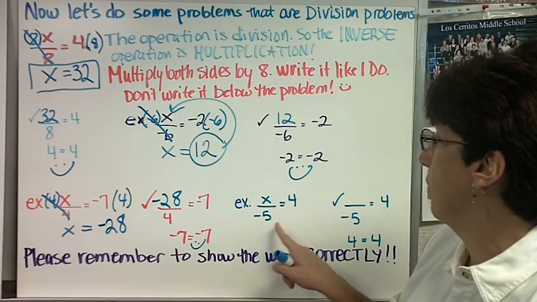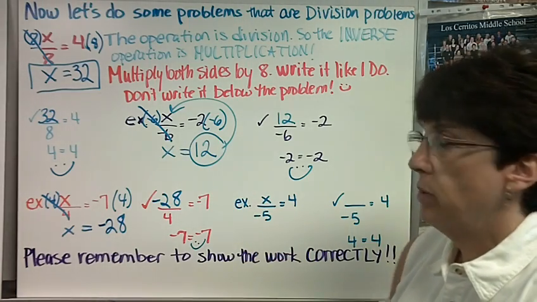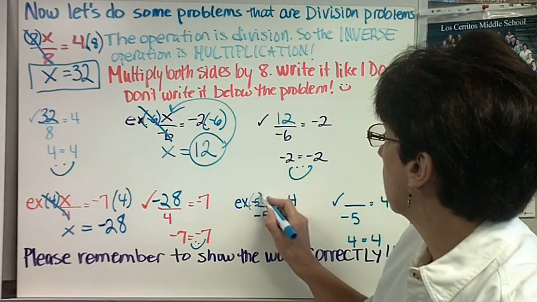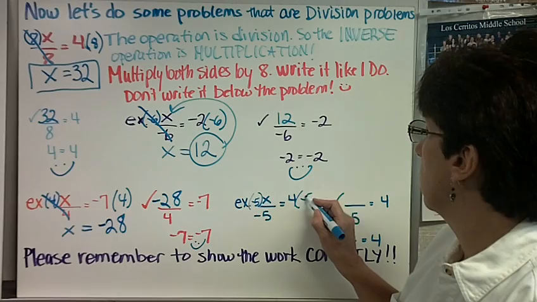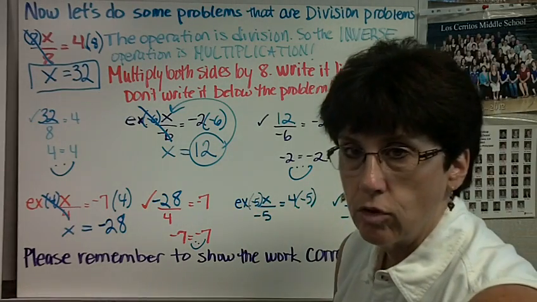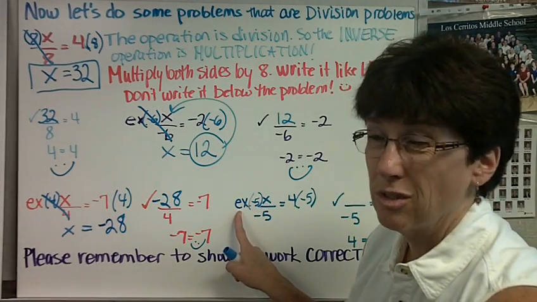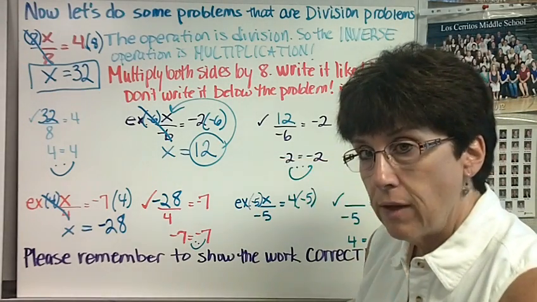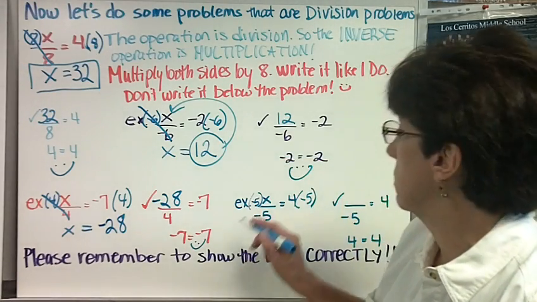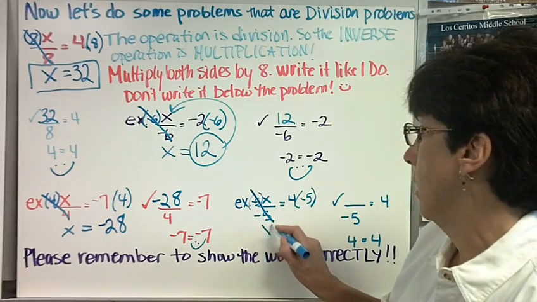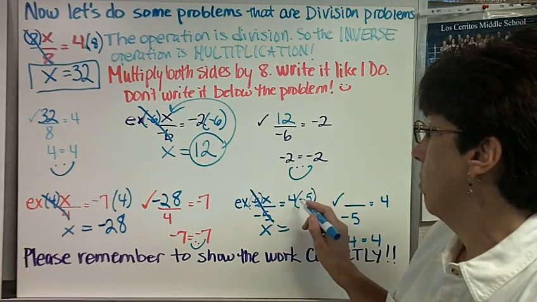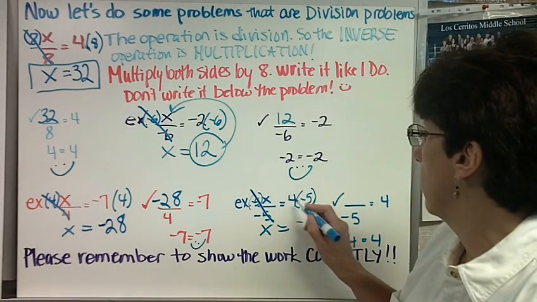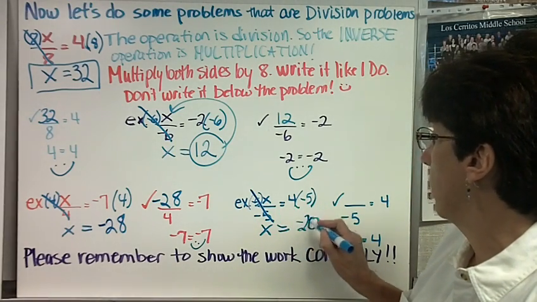X divided by -5 equals 4. What are we going to multiply by? -5. Sometimes it gets a little squishy. So leave yourself plenty of room. I wrote example too close, huh? All right, -5 numerator, -5 denominator. Anything over itself is 1. X equals. Positive times negative is negative. 4 times 5, 20.